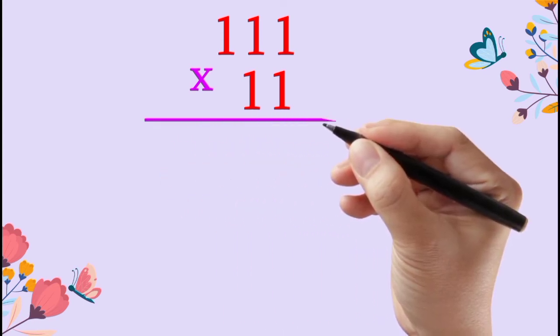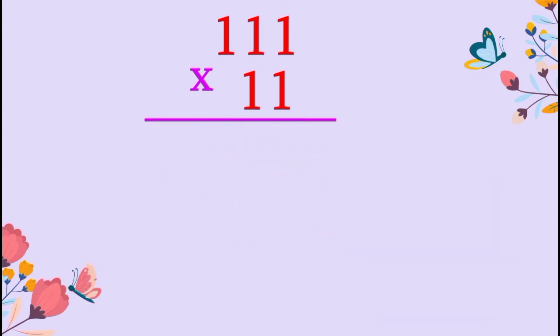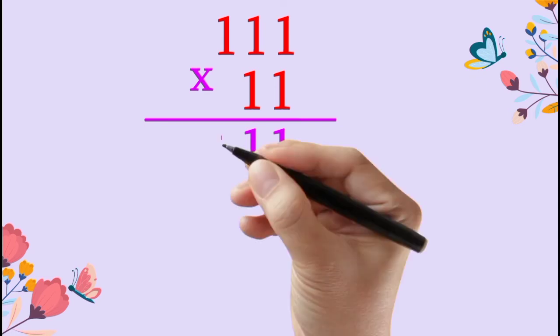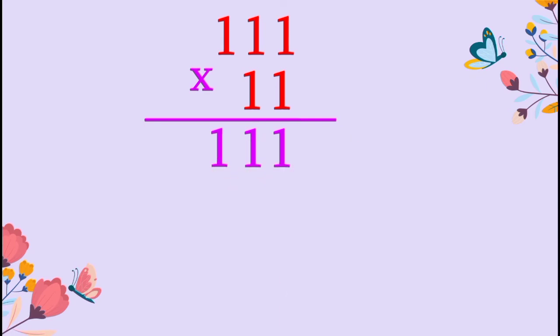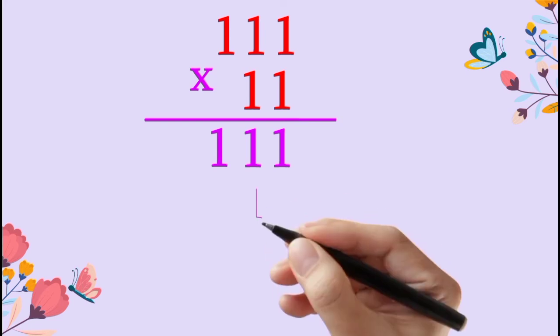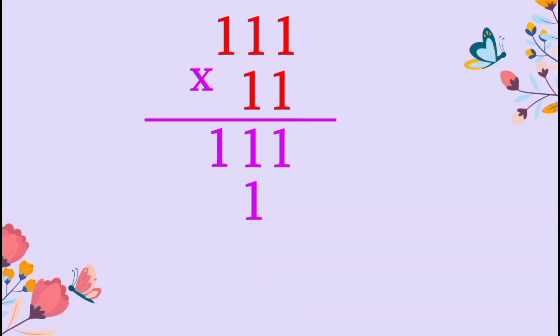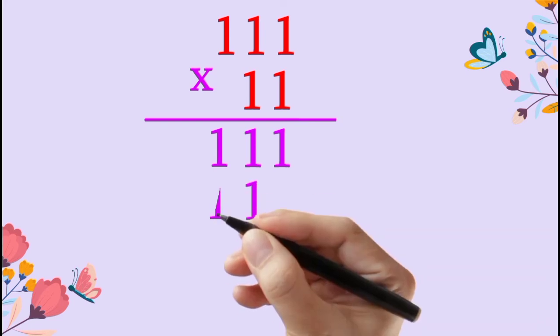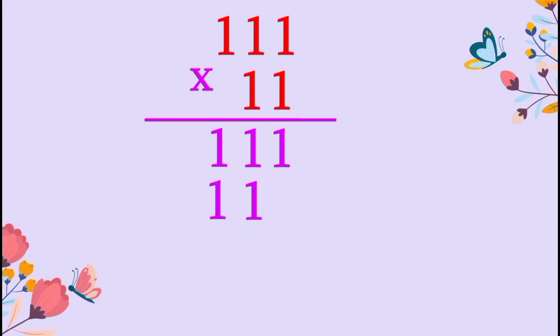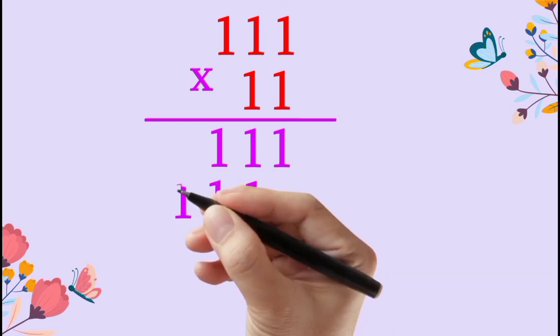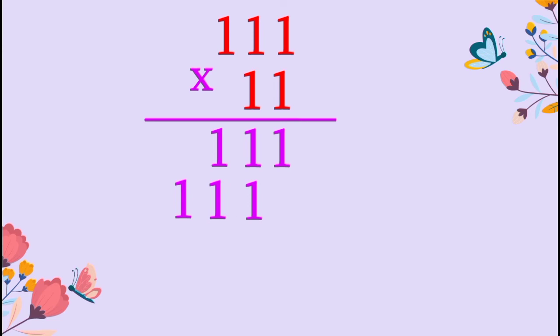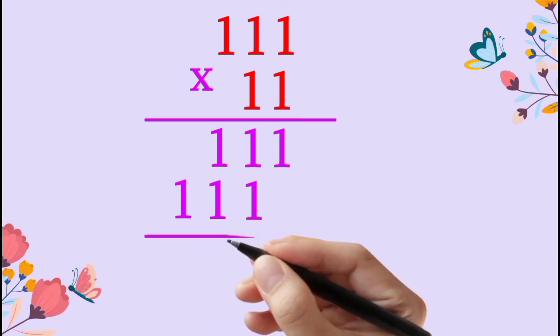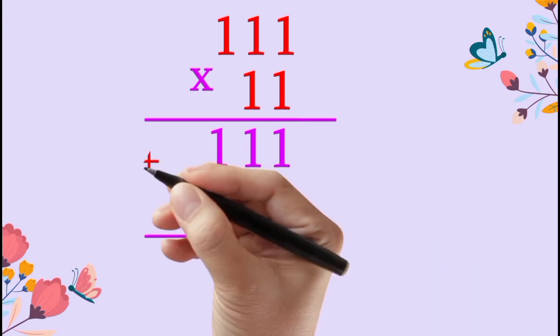So we're going to multiply just like we do for ordinary multiplication. So 1 times 1 is 1, 1 times 1 is 1, 1 times 1 is 1. So we multiply by the second digit. 1 times 1 is 1, 1 times 1 is 1, 1 times 1 is 1. So the next step is to add up the digits we have obtained.